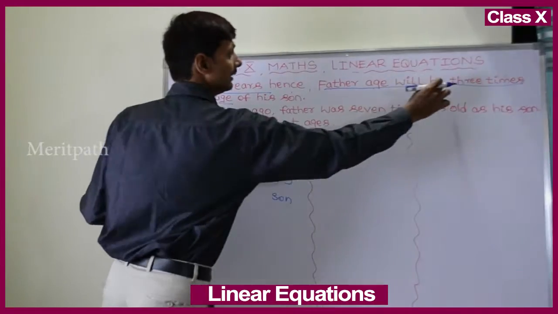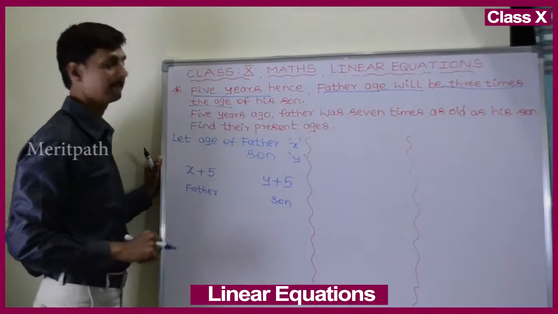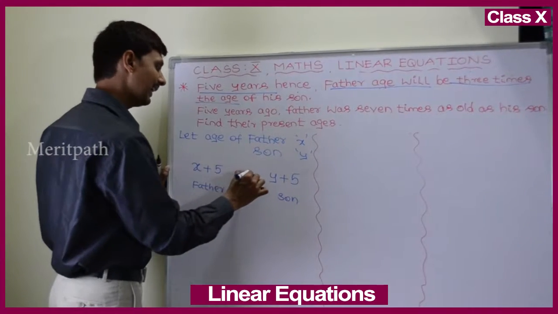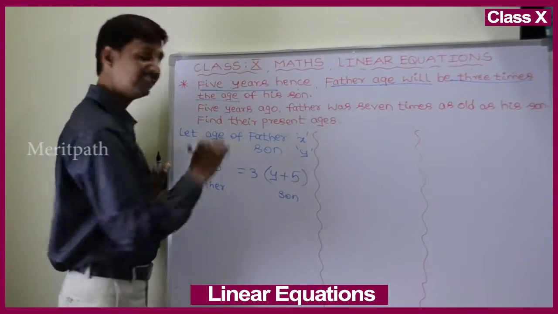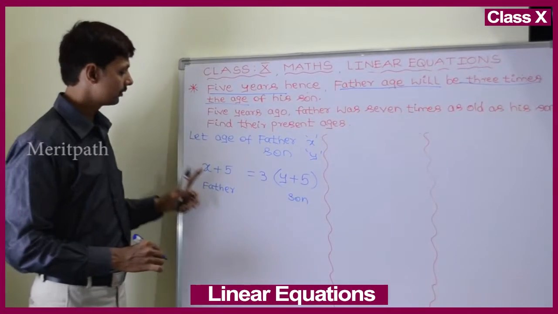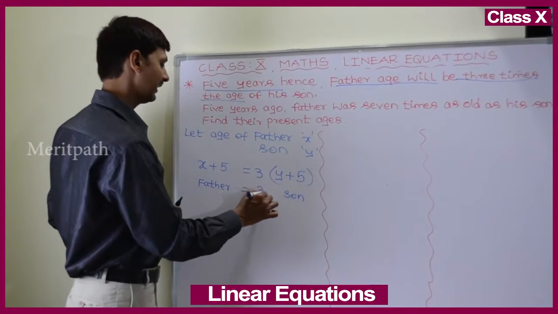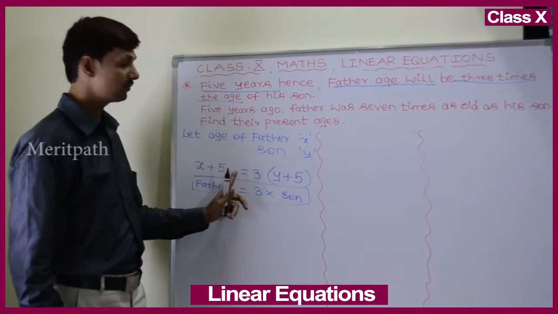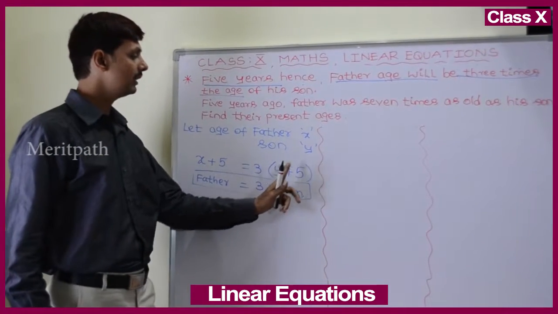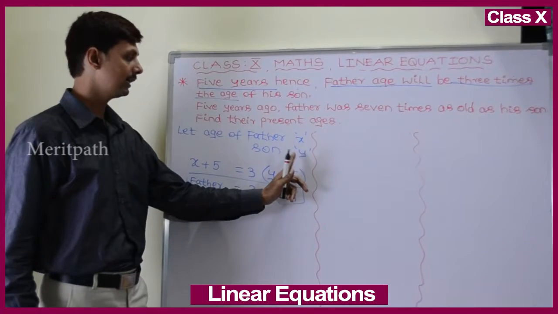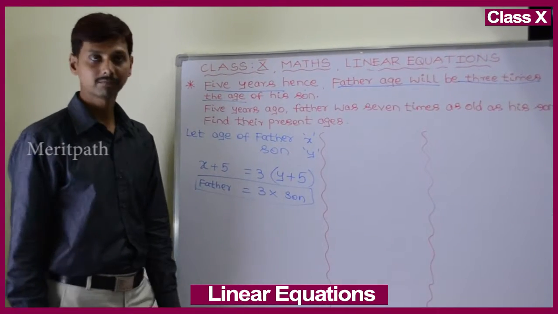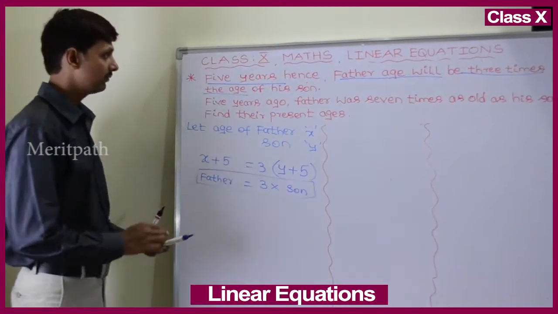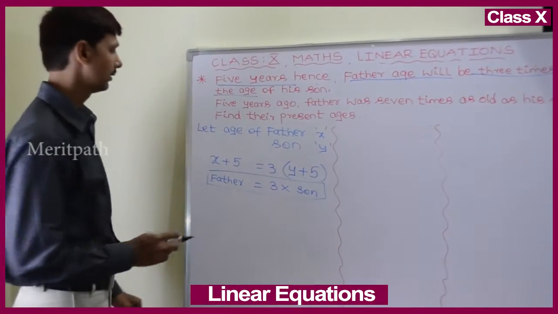The father's age will be 3 times of his son's. So the father's age is equal to 3 times of his son's. This is the standard form. So x plus 5 is equal to 3 times his son's age, y plus 5, because we have taken the son's age as y plus 5. Here is the first equation we got.